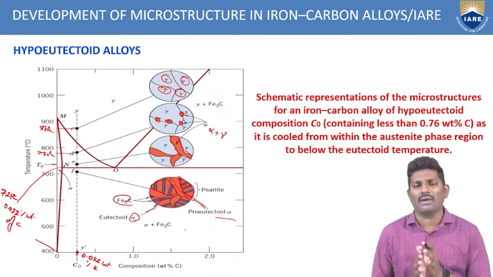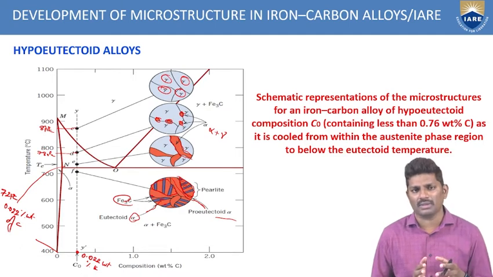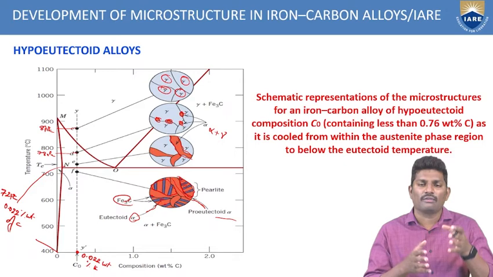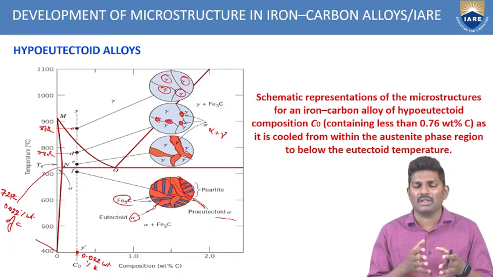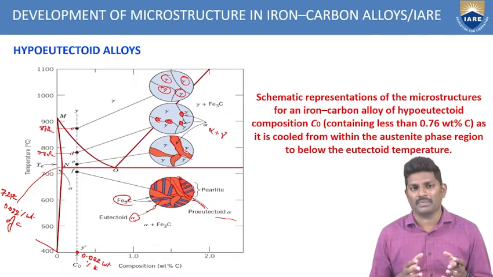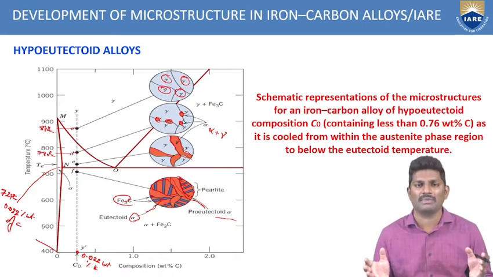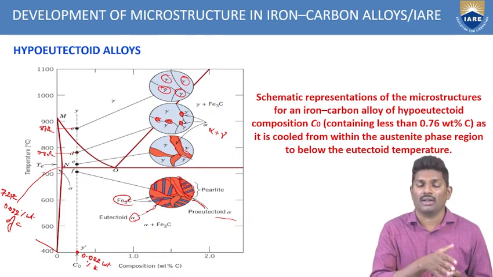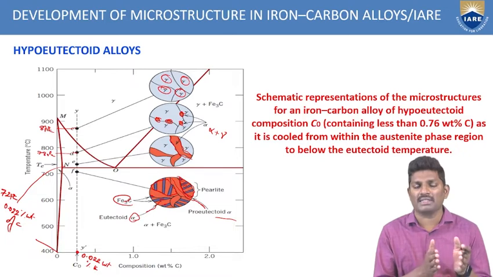So here the domination of the ferrite is more. And again some area is arranged alternately with ferrite and carbide. The alternate arrangement of ferrite and carbide is called pearlite. So this is how there is some development in the microstructure for the hypoeutectoid alloys. What are the hypoeutectoid alloys? Those where the composition is ranging between 0.022 weight percent and 0.76 weight percent.